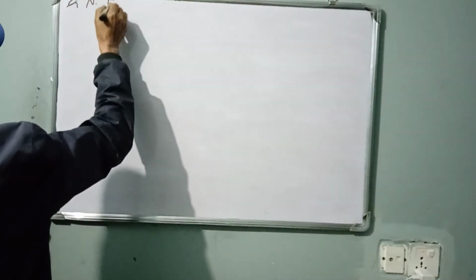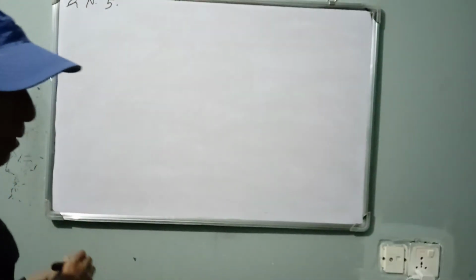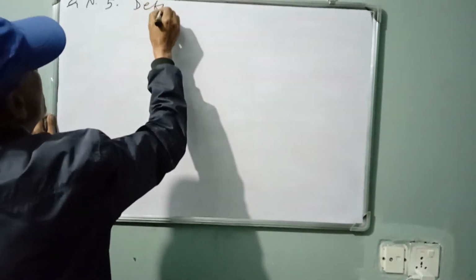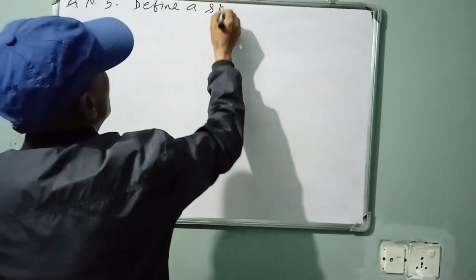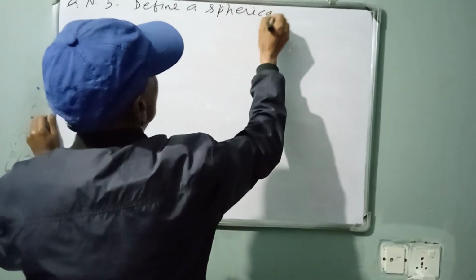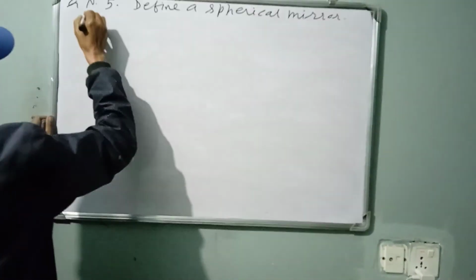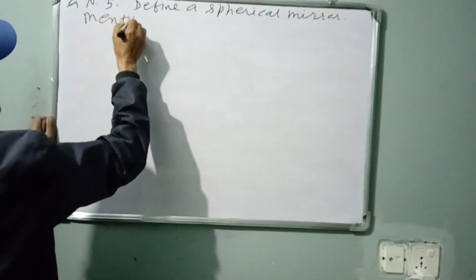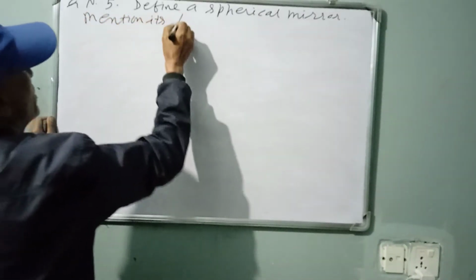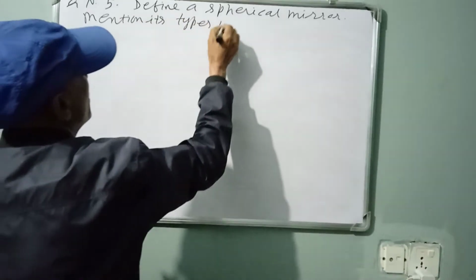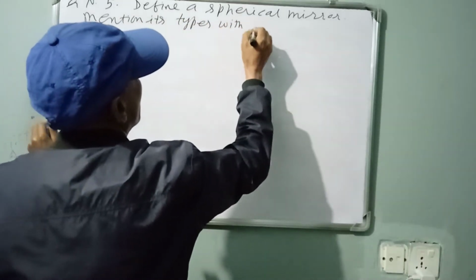Why is a concave mirror used? You can write this. Question number 5. Possibly, define a spherical mirror. Mention its types with ray diagrams.